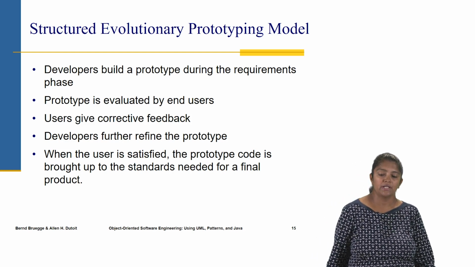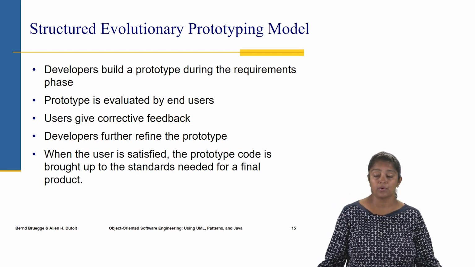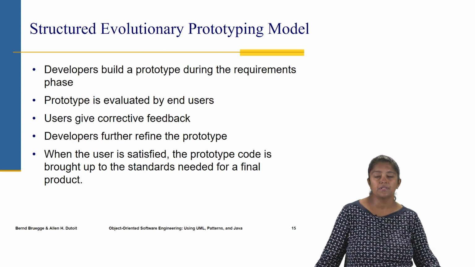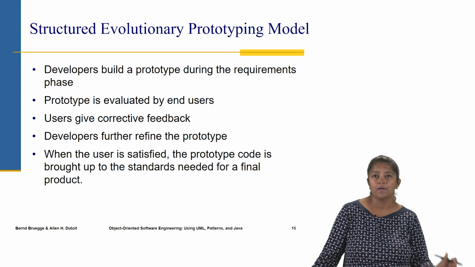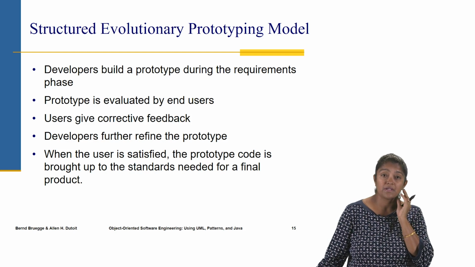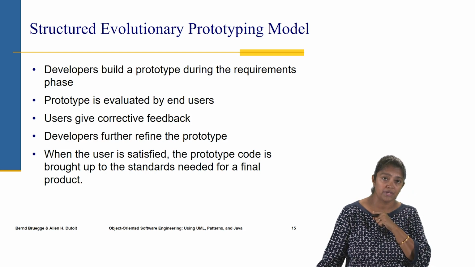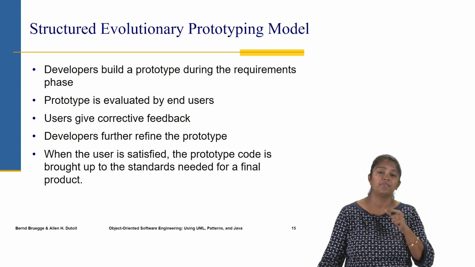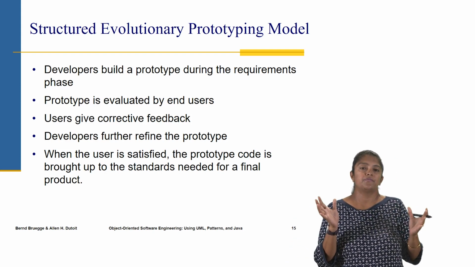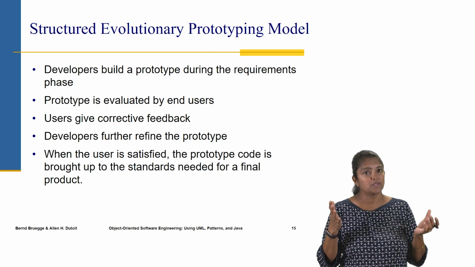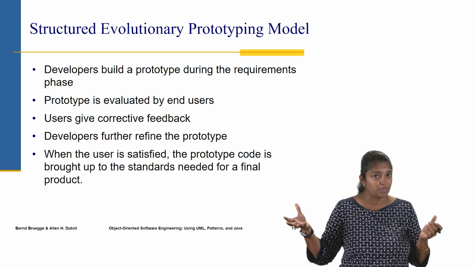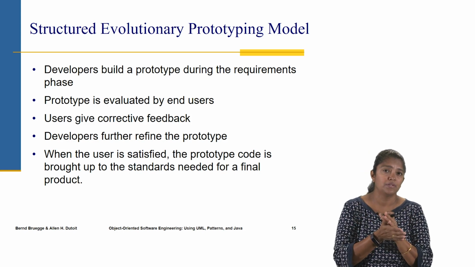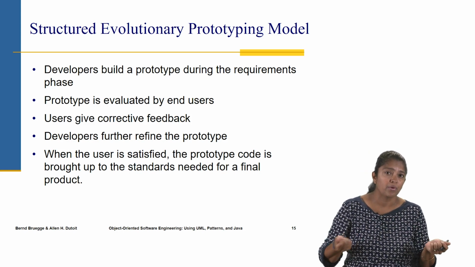The next one we'll look at is the structured evolutionary prototyping model. So this is where developers start out by building a prototype during the requirements phase. This is very different from the previous two, in the sense that in the requirements phase itself, requirements are analyzed, but not to the extent that they're done in the previous two models. Instead, based on the requirements that are available, developers try to quickly build a prototype.